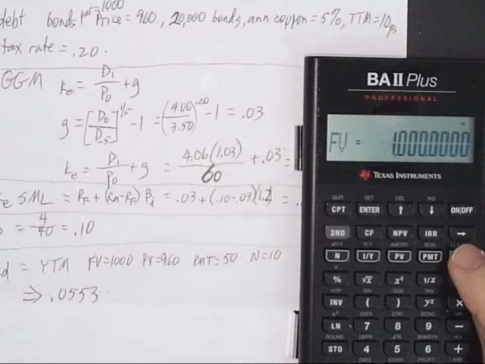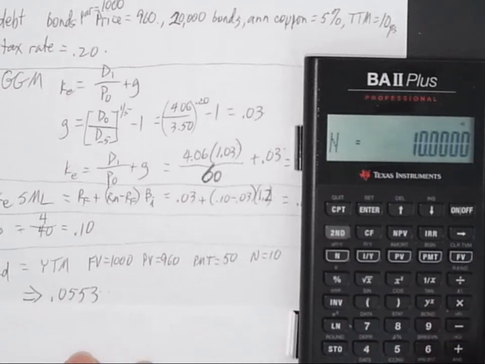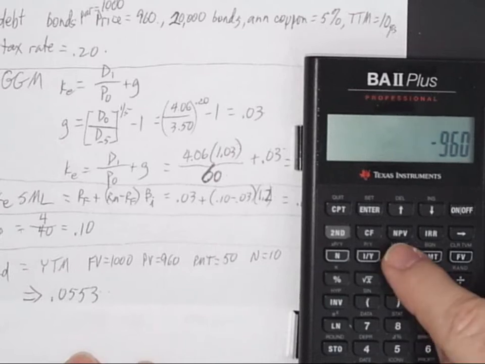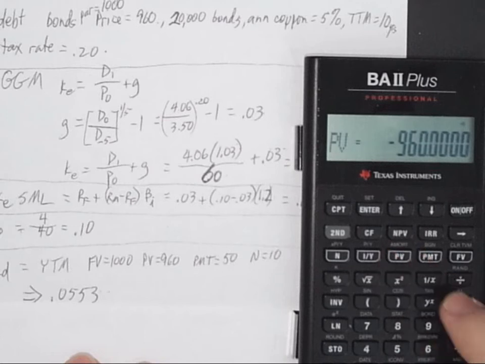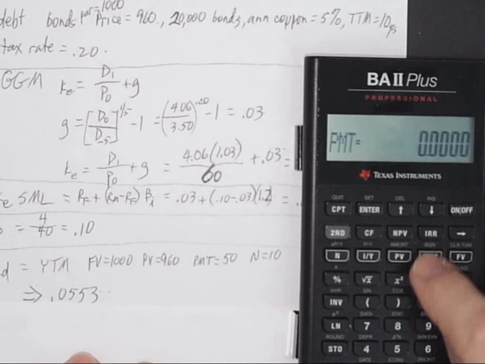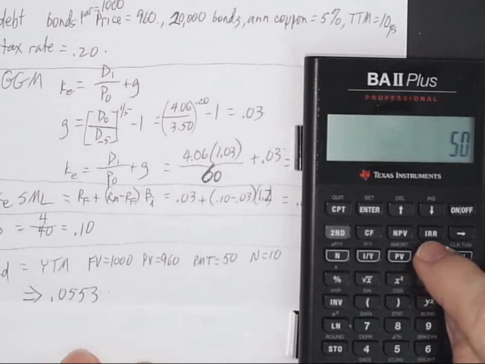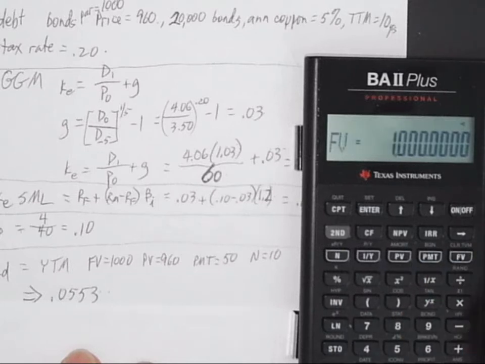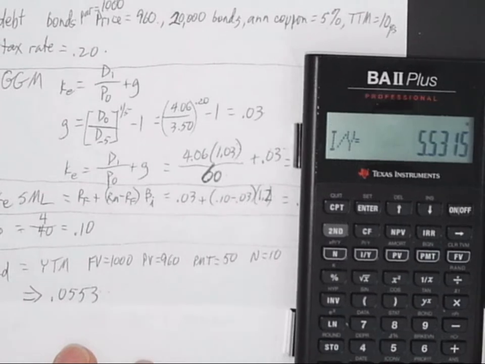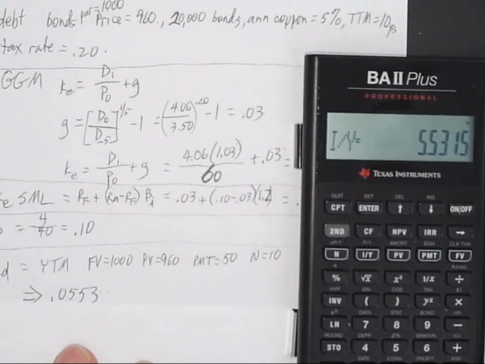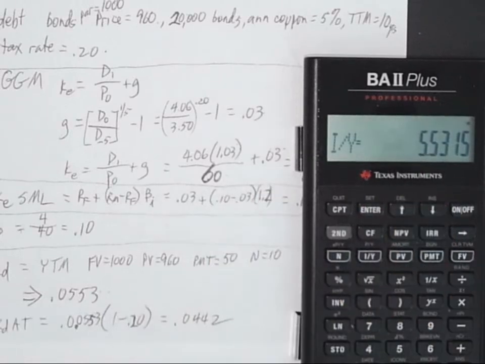My future value is 1,000, my N is 10, and my present value is 960, change signs. So I've got recall N, recall present value, recall payment. My payment is 50 because it's 5%. And recall future value. Now I'm going to compute IY, and it's 5.5315%.